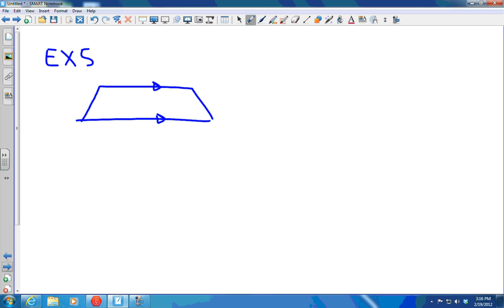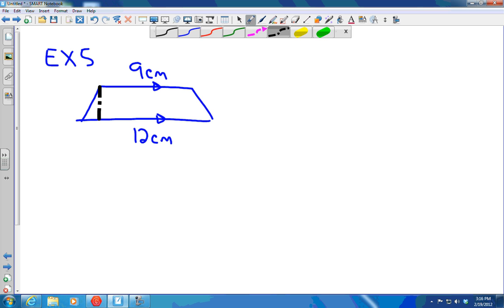And let's say our trapezoid, we have base 1, and the parallel sides are the bases, is 9 centimeters. And base 2 is 12 centimeters. Remember, the bases are the parallel sides. And we have a height of 3 centimeters. Remember, height has to be perpendicular to the base. So we have our height, and it is, in this case, 3 centimeters.